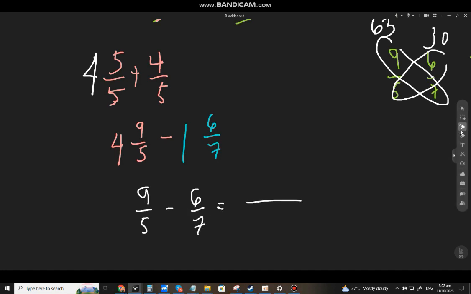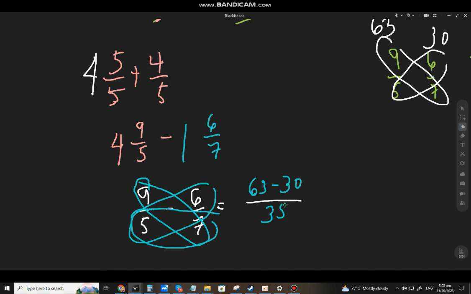Okay. Now we do the butterfly method. 9 times 7 is 63. You put the minus sign here. 6 times 5 is 30. And 5 times 7 is 35. So the answer for this one will be 33 over 35. And we copy that one here.